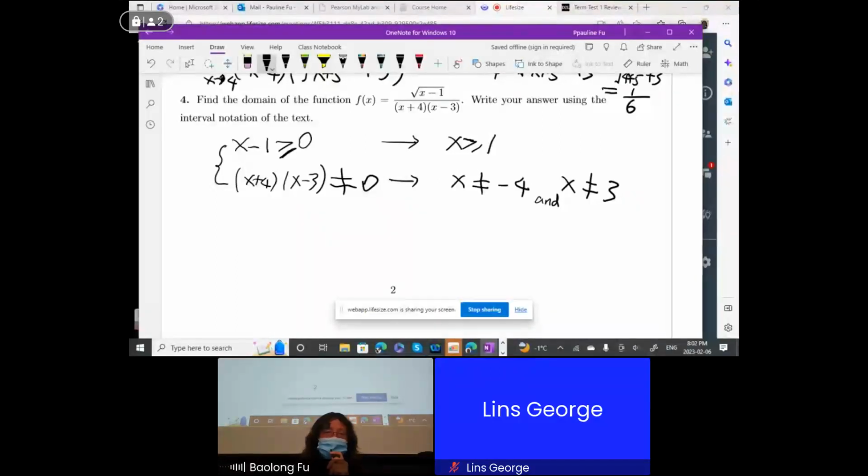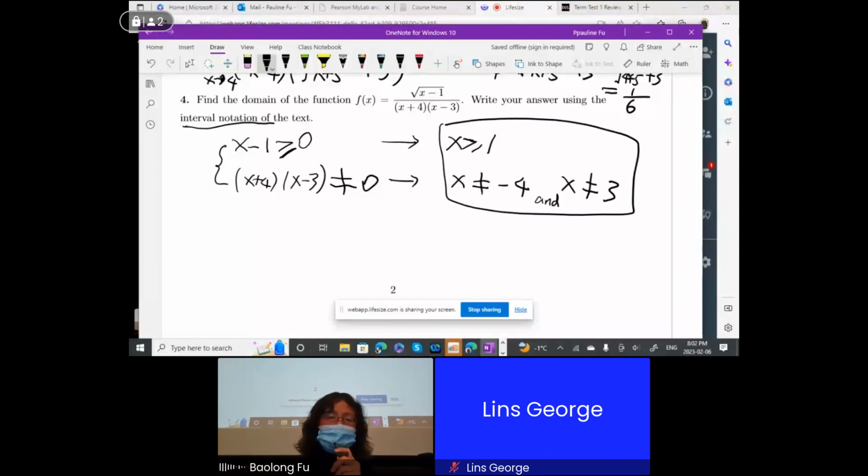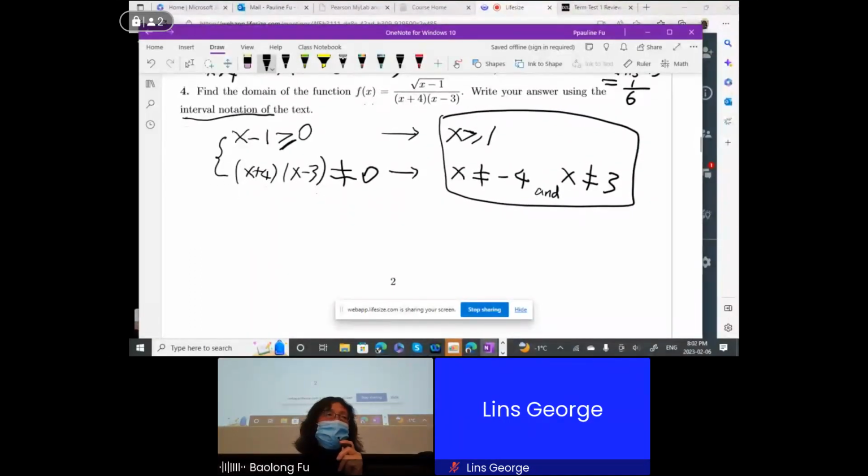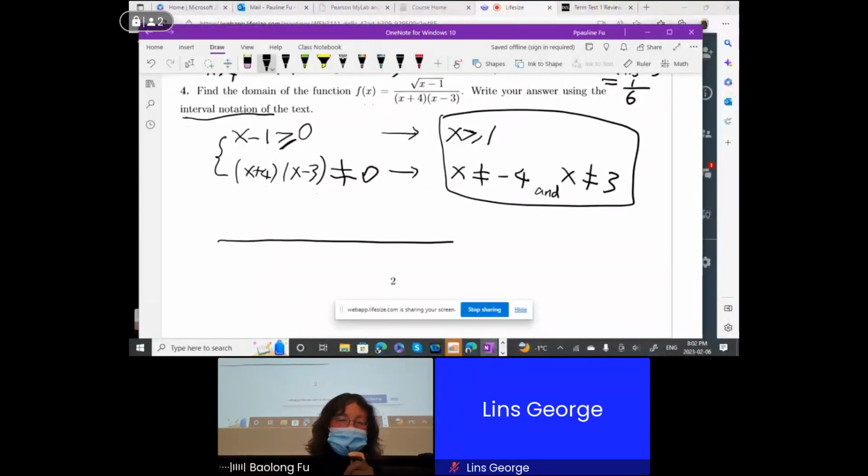And the question asks you to use interval notation. So we have to translate our result into interval. This is our result, but this is not enough. You have to use interval notation. So how do you use interval notation? You draw a straight line, and then label 0, label 1.